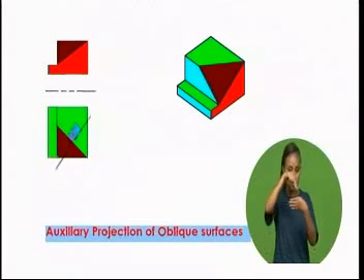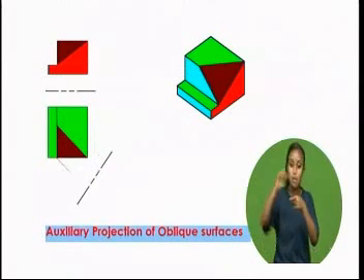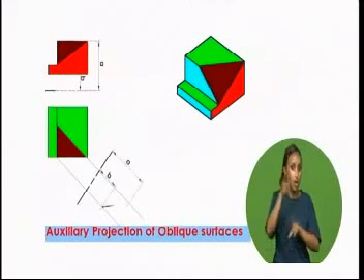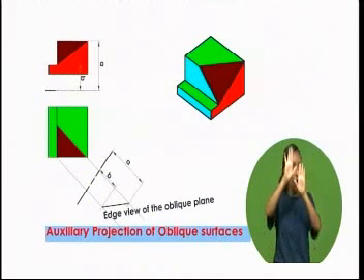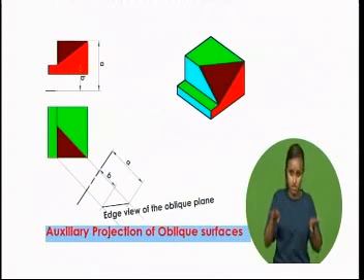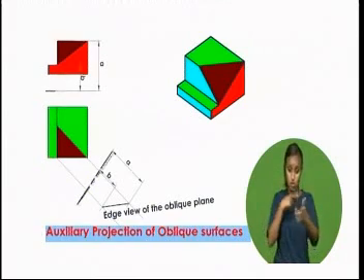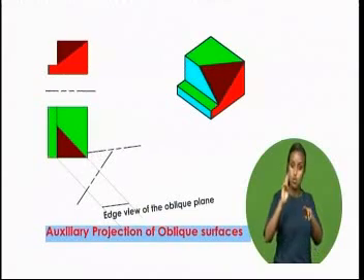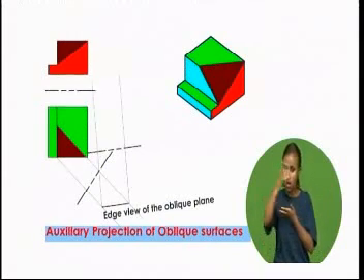Draw the edge view by setting an auxiliary view which is projected perpendicularly to the true length of the horizontal line. While projecting the edge view of the oblique surface, it will not be necessary to project the other surfaces of the object too. To find the true shape of the oblique surface, we just have to set a reference line which is parallel to the edge view and project another auxiliary view.